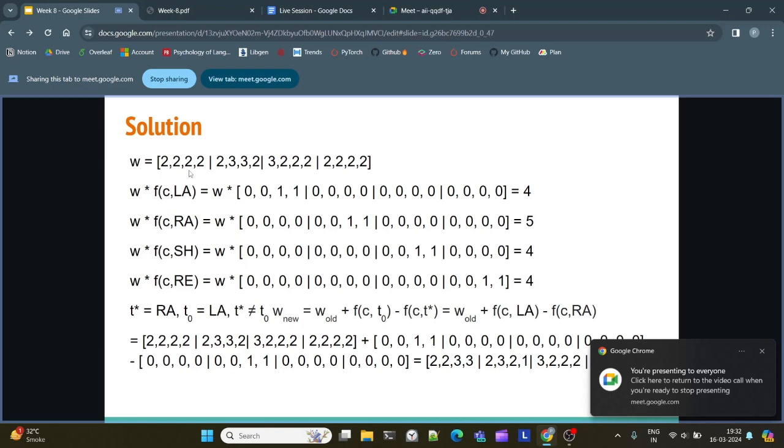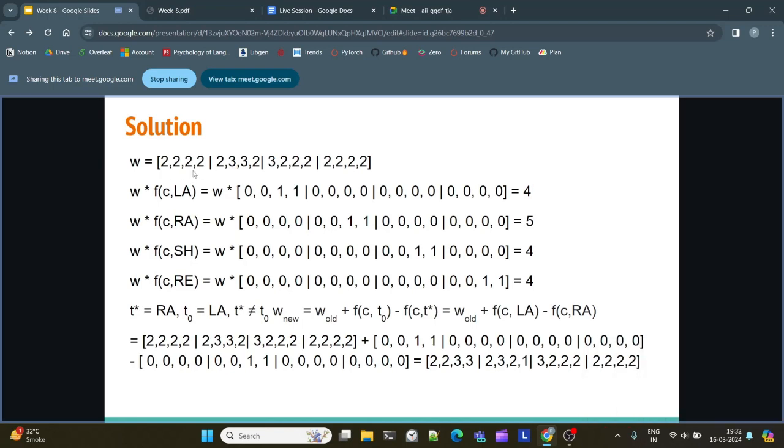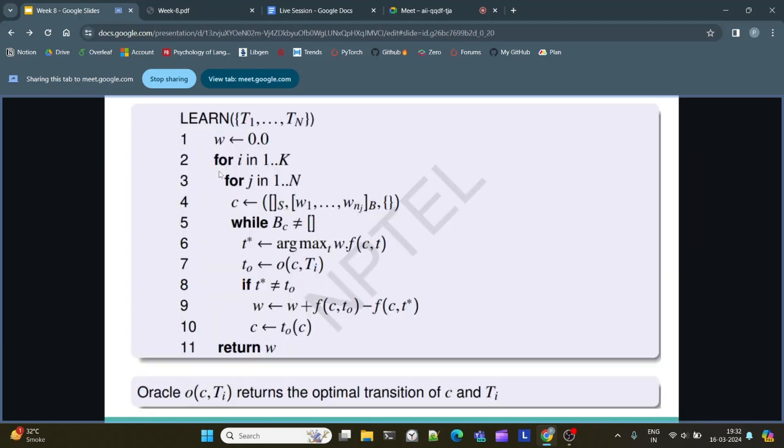So the weight that I have at the current iteration is this one. What we are trying to do here is, we are currently at this step of the algorithm, where we see that there are still elements in my buffer, so I still need to run my training algorithm. I'm trying to compute the predicted transition as determined by the weight that the classifier has, and so f of c comma t, which is the feature vector corresponding to my current configuration. We compute this for each of the transitions.